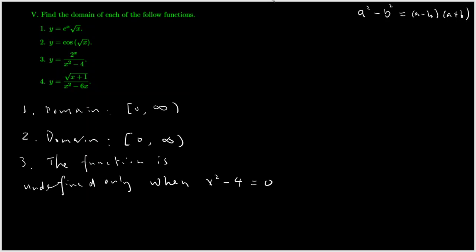Okay, factor the left-hand side. You have x squared minus 4. You treat 4 as 2 squared. So the equation I just wrote is equivalent to x minus 2 times x plus 2 equals 0.